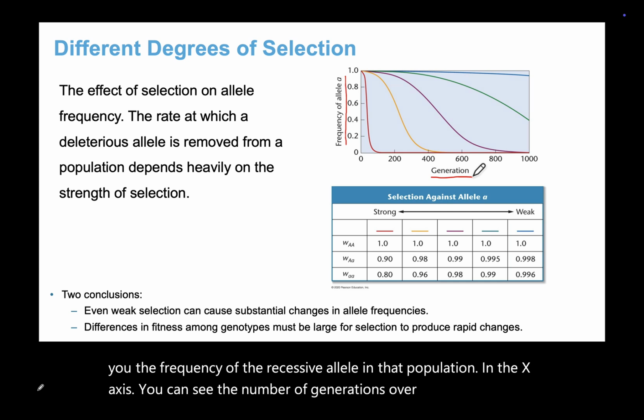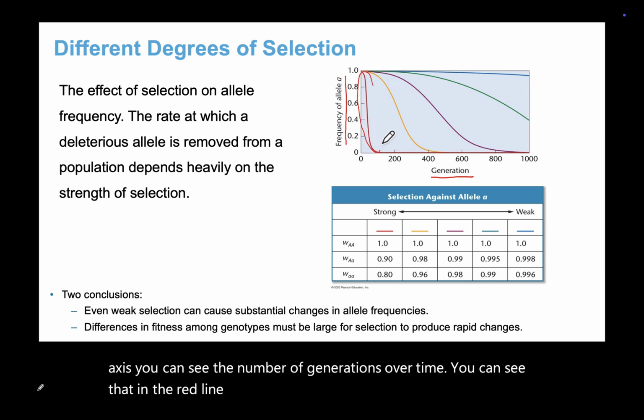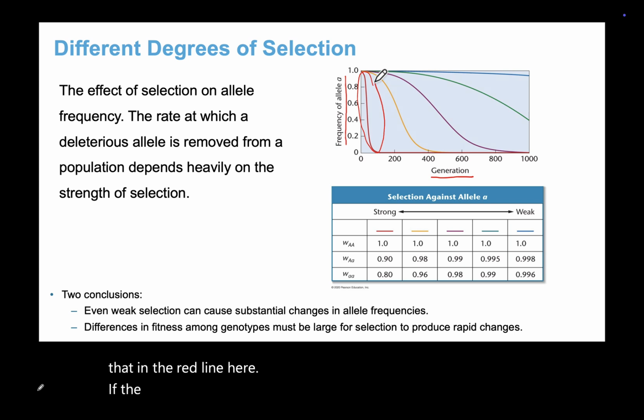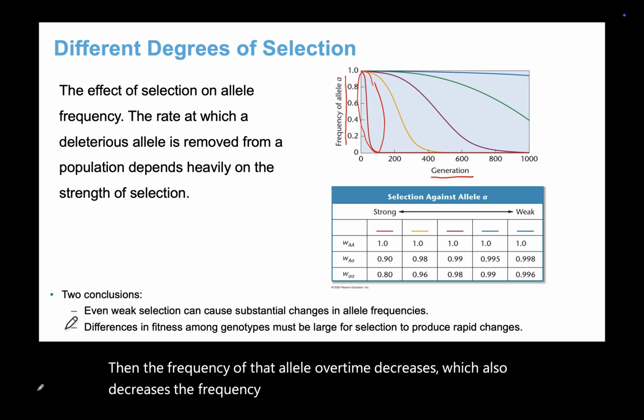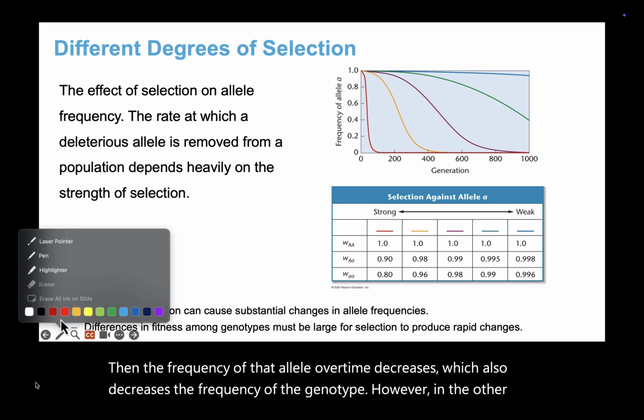You can see that in the red line here, if the selection against that allele is really strong, then the frequency of that allele over time decreases, which also decreases the frequency of the genotype. However, in the other extreme, and let me erase everything here.